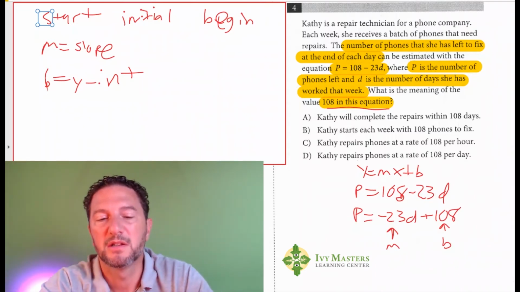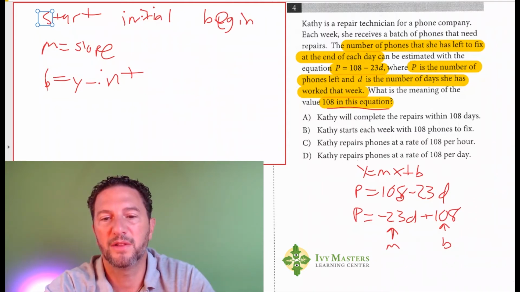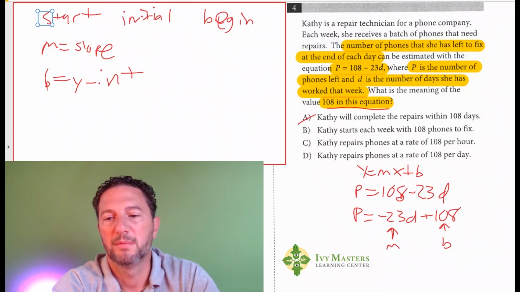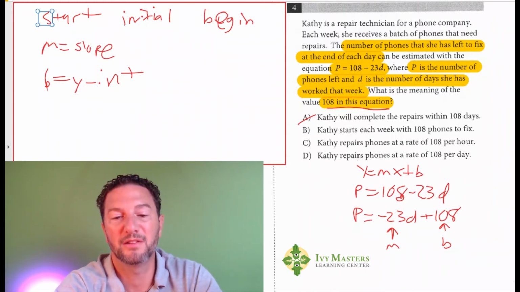So answer choice A, Kathy will complete the repairs within 108 days. Well, if it takes Kathy 108 days to complete the repairs, she'll probably be fired. But that doesn't have anything to do with starting or beginning with 108. Answer choice B, Kathy starts each week with 108 phones left to fix. That looks good, we're going to leave that.